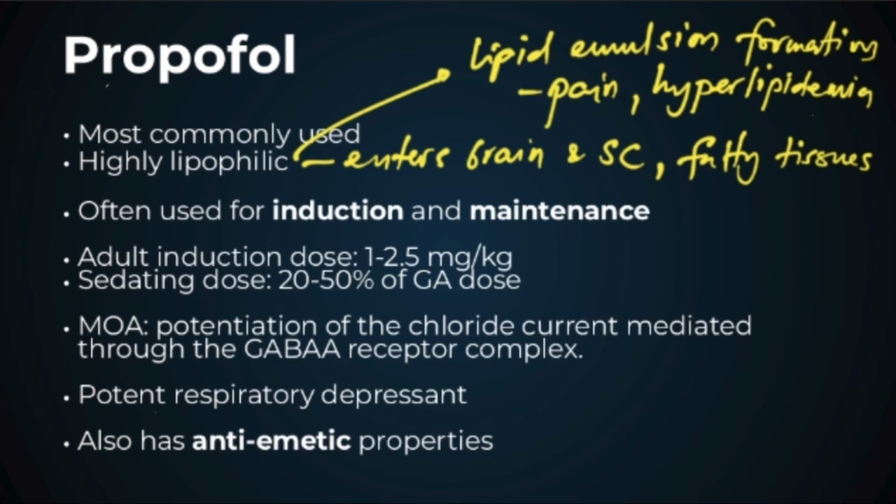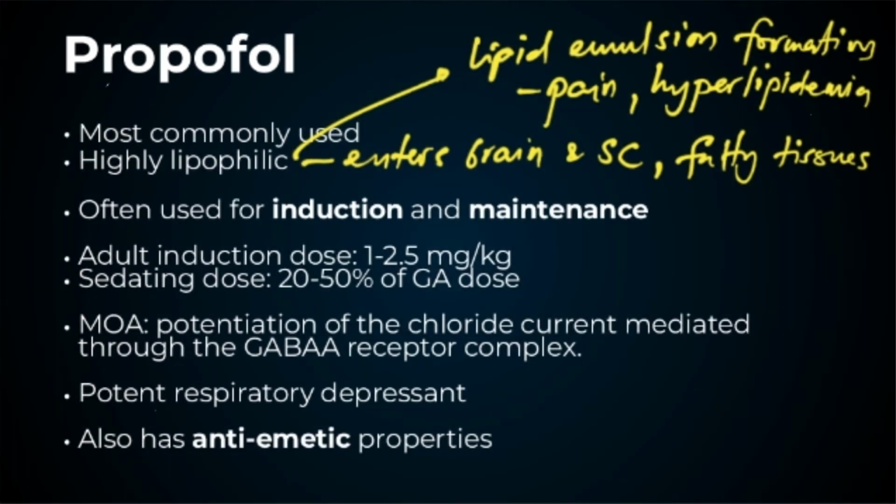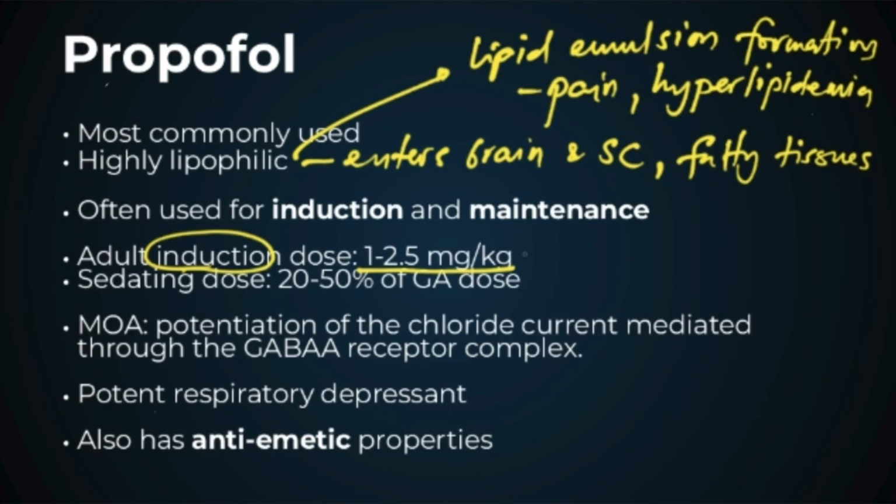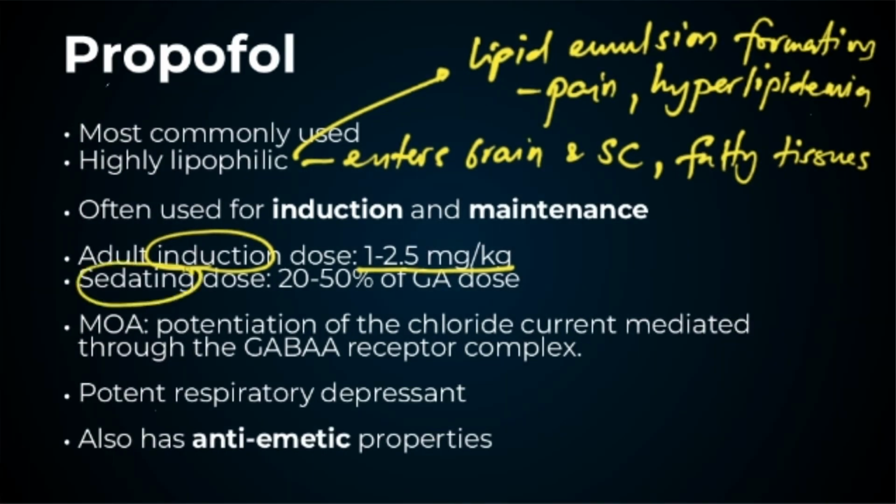The adult induction dose is 1 to 2.5 milligrams per kilogram, and the dosage should be decreased in the elderly due to reduced clearance. And it also should be increased in young children, because of rapid clearance. Aside from being used for induction of anesthesia, propofol is also used for sedation. So, for a sedating dose, you usually give around 20 to 50% of the general anesthetic dose.